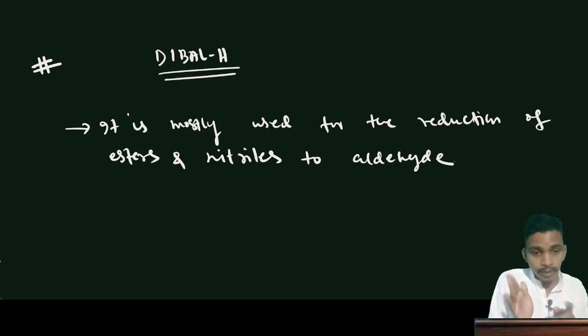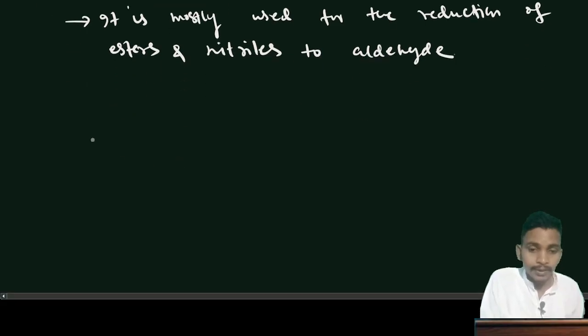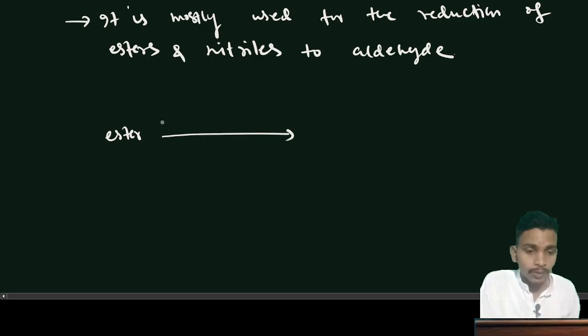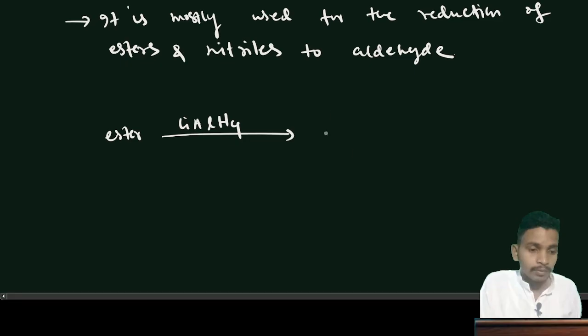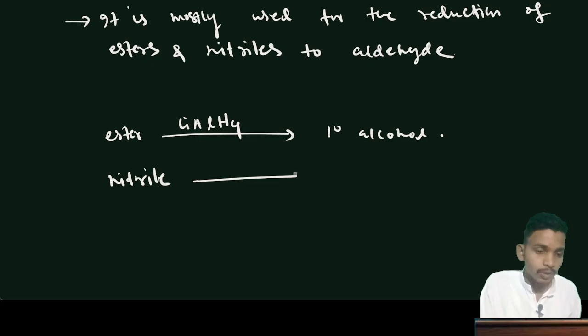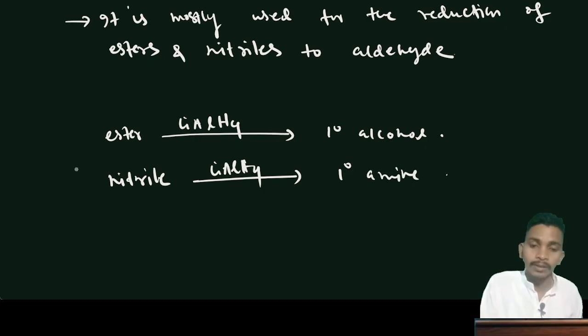So we have lithium aluminum hydride. If we are using lithium aluminum hydride, let's say we have ester groups, then we see that this is directly converted into alcohol groups, 1 degree alcohols. And if you have nitrile groups and you are using lithium aluminum hydride, then it directly converts into 1 degree amines. Okay, so from ester it directly converts into 1 degree alcohols.